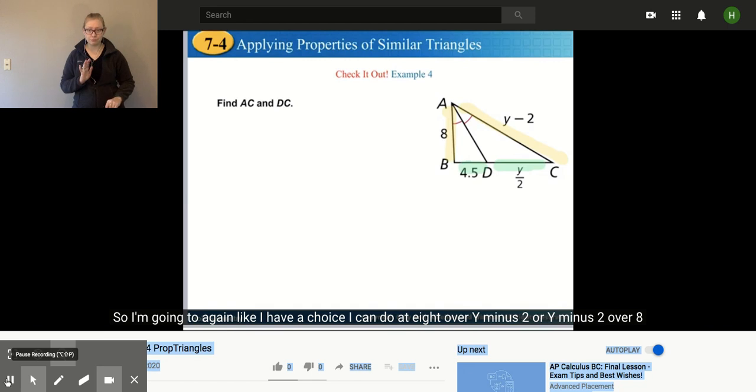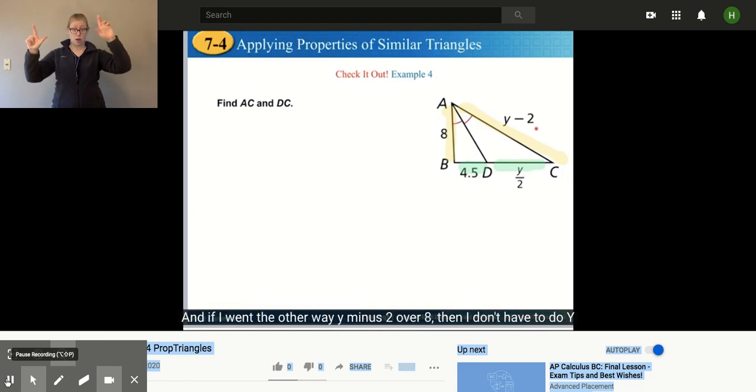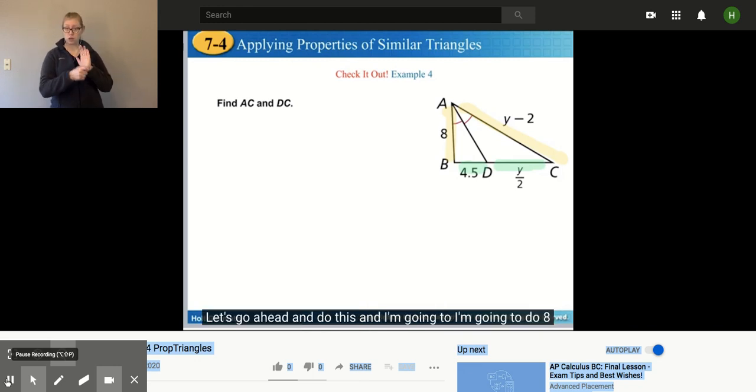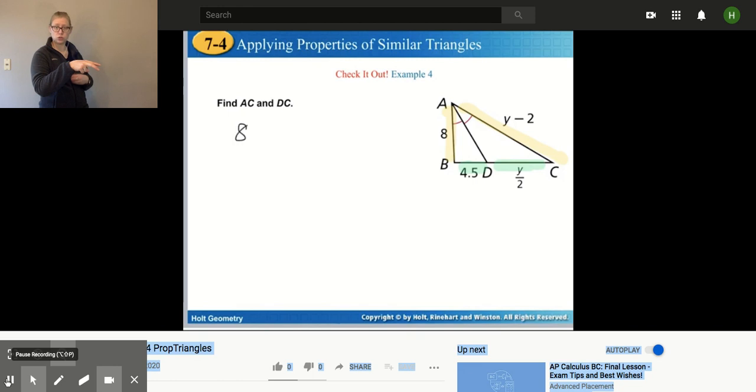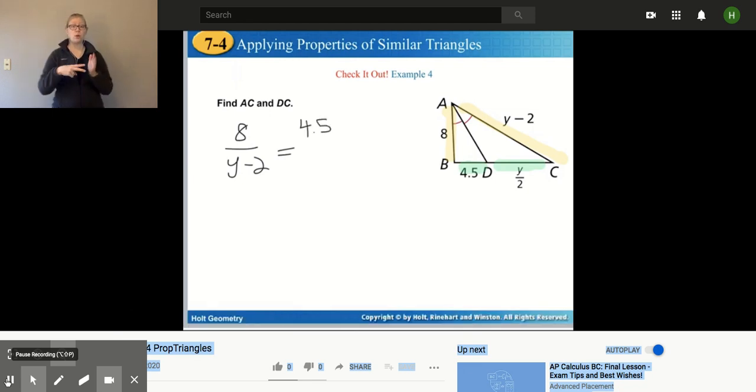So again, I have a choice. I can do 8 over y minus 2 or y minus 2 over 8. Doesn't matter. But if I do 8 over y minus 2, then I have to do 4.5 over y divided by 2. And if I went the other way, y minus 2 over 8, then I'd have to do y divided by 2 over 4.5. So let's go ahead and do this. I'm going to do 8 divided by y minus 2. So when I set this up, I have to start with 4.5, so 4.5 divided by y divided by 2.